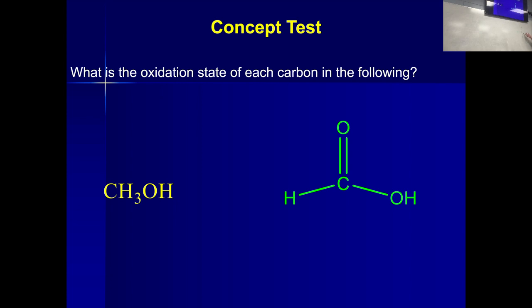This has a different oxidation state than ethanol. And you might have looked at it initially and said, well, it's going to have the same oxidation state as ethanol. It's a primary alcohol. But it's not. It has an extra hydrogen. It makes a difference. All right, how about for formic acid?